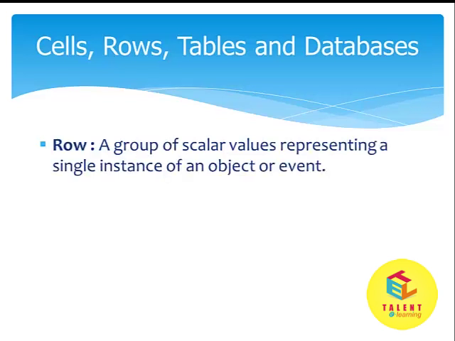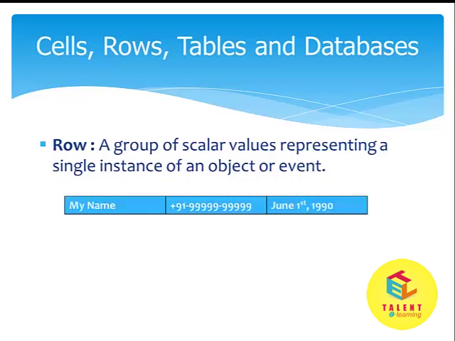Row. A group of scalar values representing a single instance of an object or event is a row. For an example, a group of scalar information about one particular person can be considered as a row. My name, a contact number, and a date of birth. If all the information belongs to one particular person, then we can say this is a row.